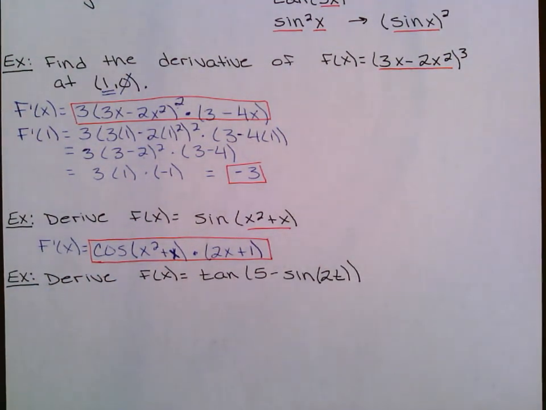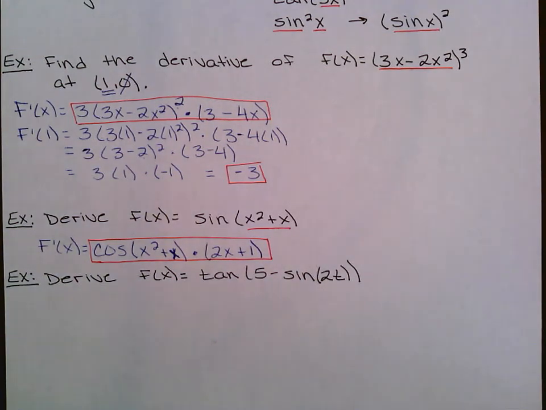All right, derive. I'm going to give you this question that's a bit more complicated, okay? My pre-cal students, if you feel stumped on this, don't stress it. This is more for my calculus students. You'll see more of this next year. Okay, guys? So it says derive f of x, which is tangent of 5 minus sine of 2t.